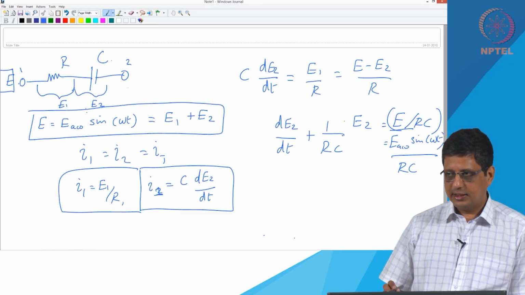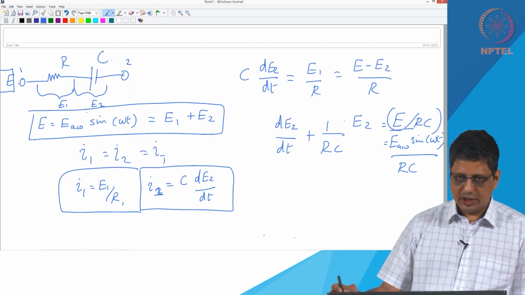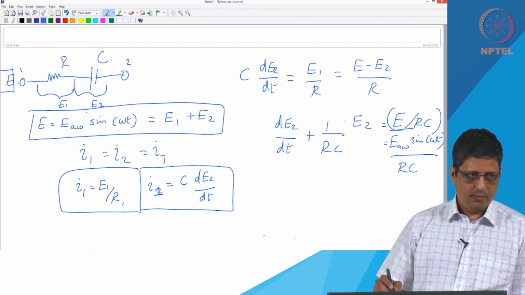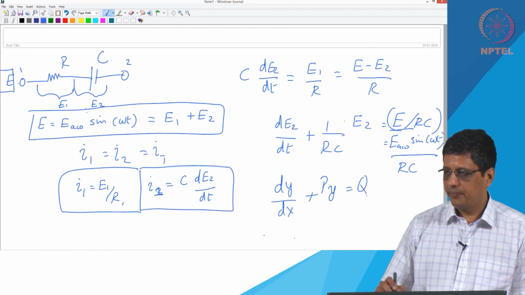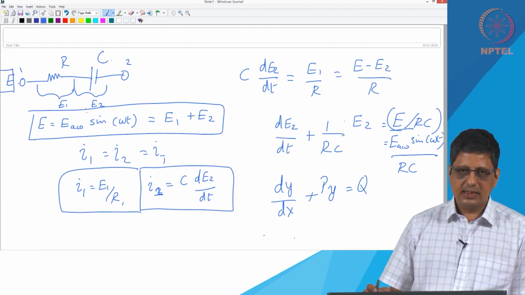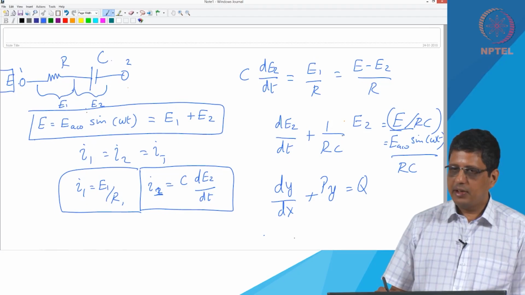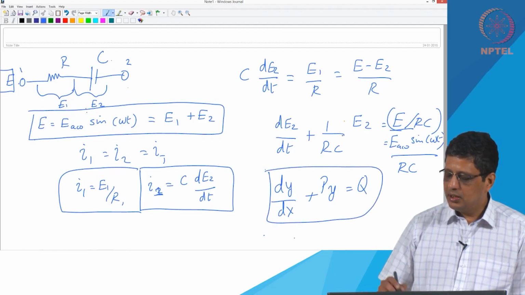R and C are constants now. On the right side, you have sin omega t, it is a function of t. E2, it is going to be a function of t. So, we have seen this equation before, where P and Q can be constants or can be functions of x. In this case, our independent variable is t, our dependent variable is instead of y, it is E2, but when you have an equation like this, we use what is called integrating factor.